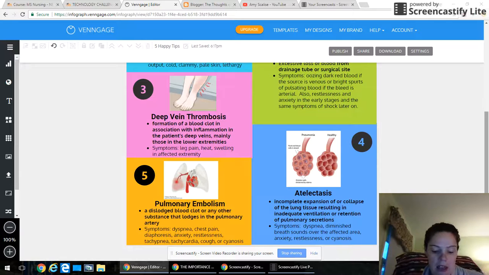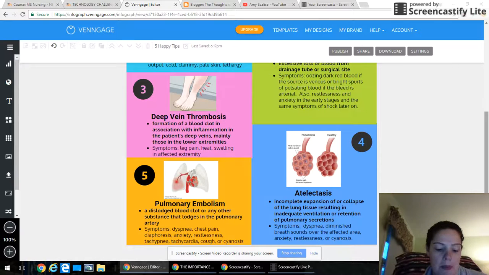It can occur from decreased respiratory effort and decreased urge to cough following anesthesia. For patients who have had chest or abdominal surgery, pain may prevent them from wanting to take deep breaths, causing this collapse. Signs and symptoms include dyspnea, diminished breath sounds over the affected area, anxiety, restlessness, or cyanosis.